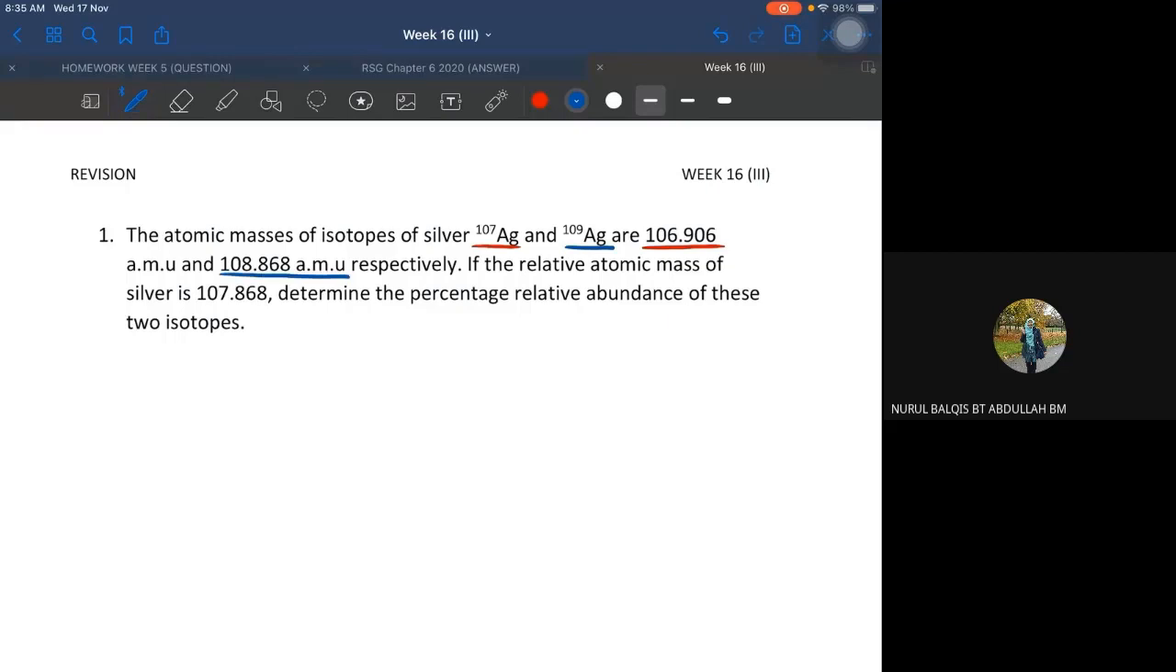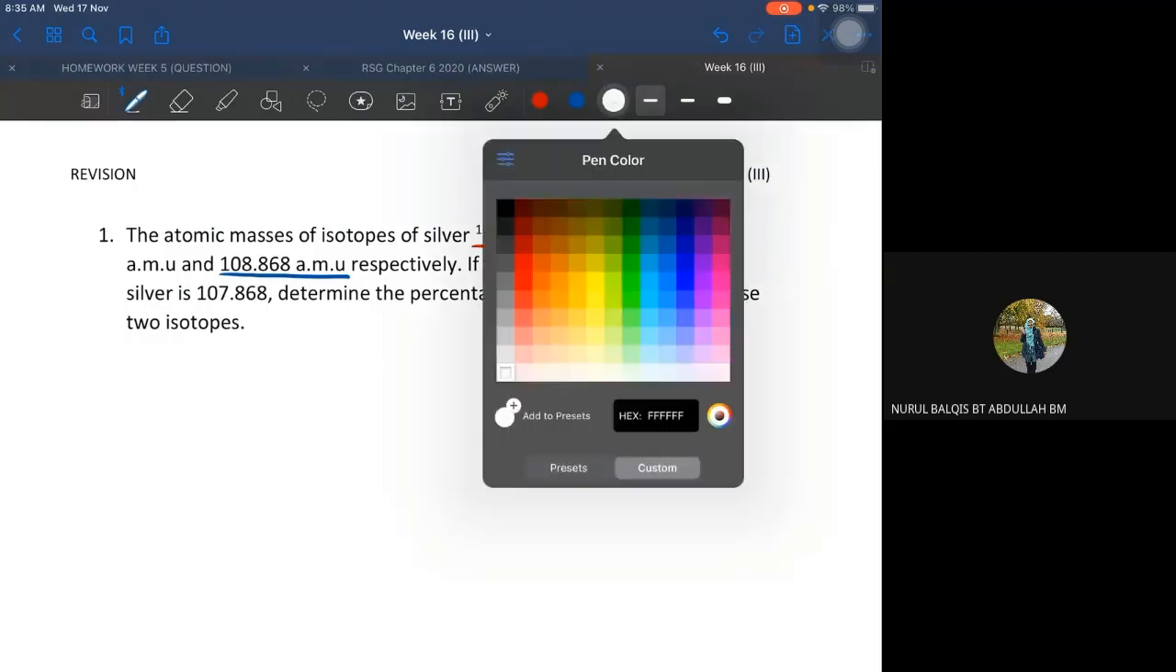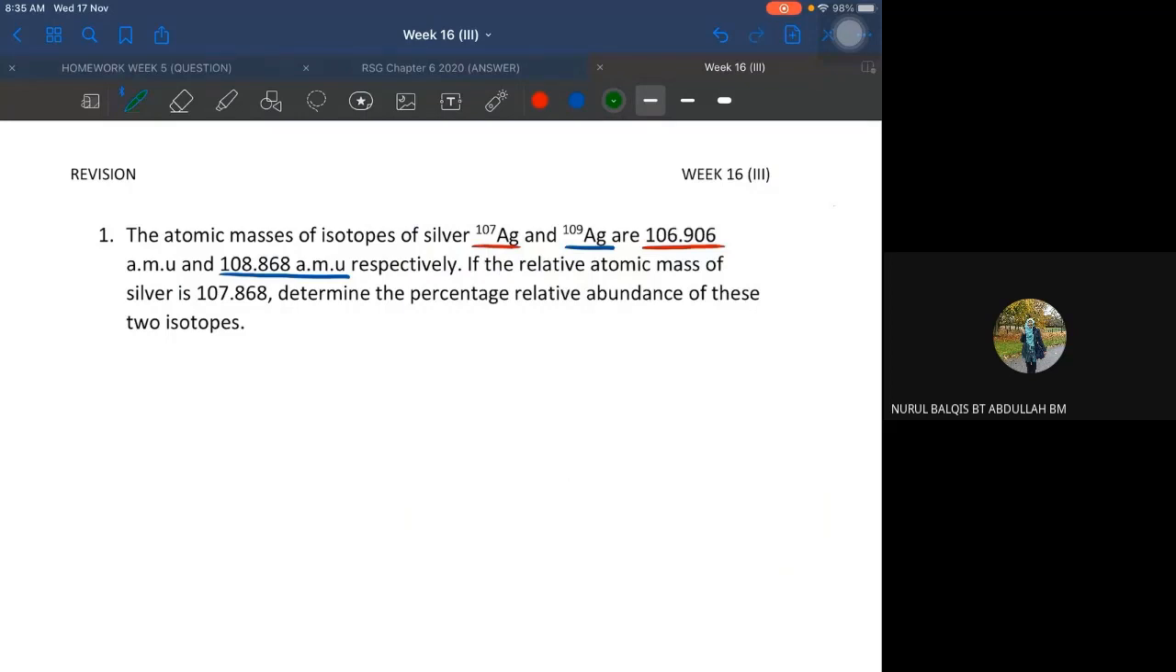Okay, if the relative atomic mass of silver is 107.868, another information given here is about the relative atomic mass. Kalau perasan sini dia tak ada unit kan? Betul, Miss. Yang lain tu semua ada. So yang ni belongs to atomic mass biasa. Satu lagi adalah relative. Relative atomic mass tak ada unit lah.